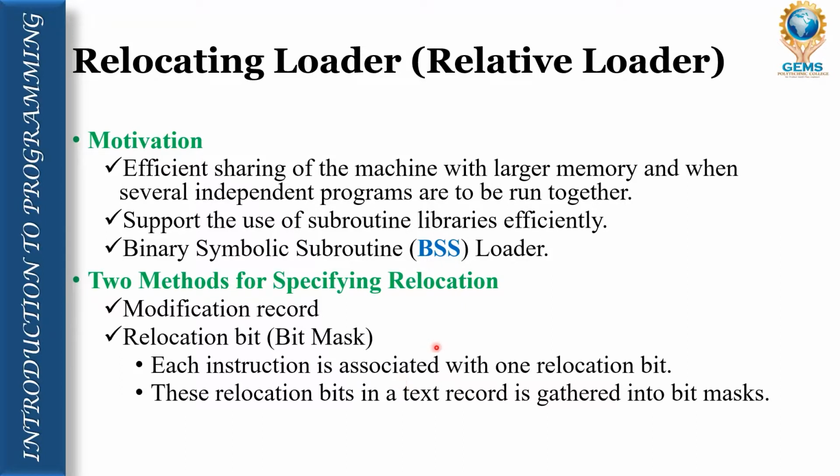We have two methods for relocation. One is called modifying the record, and the other is called relocating bit. It is also known as bit mask.